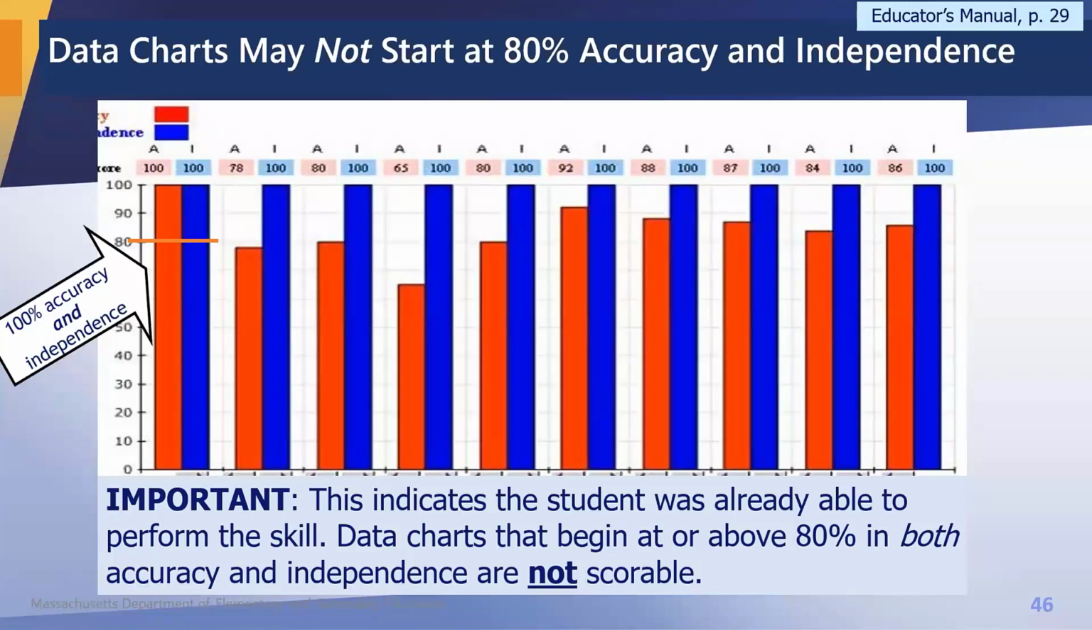If this is a blip, like the student made a lucky guess, don't use it. If you go to do the same skill the next day and they don't have it and you're sure they don't have it, don't use that data point. Don't even put it on, okay?